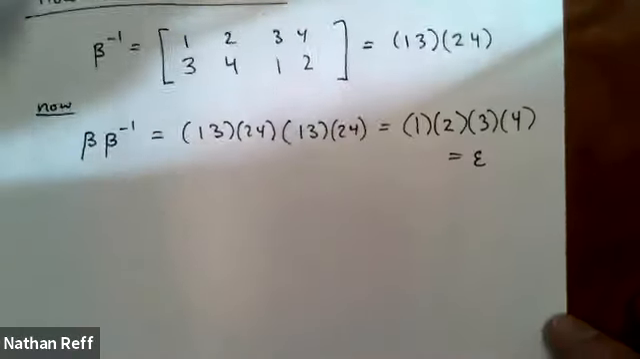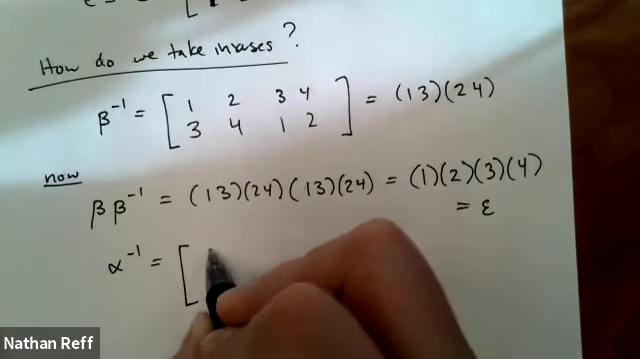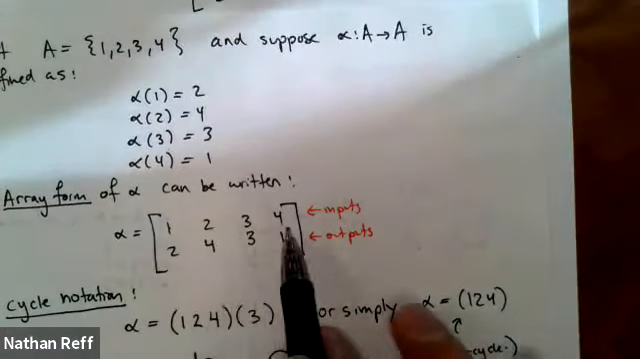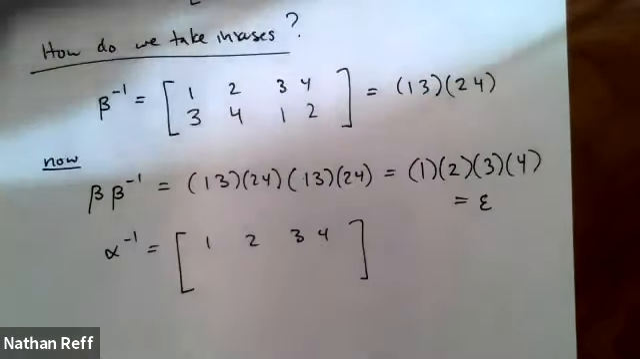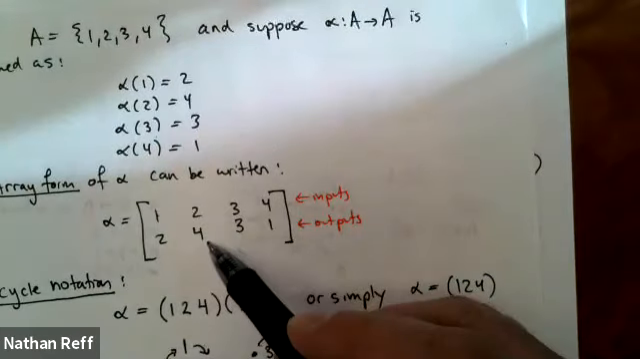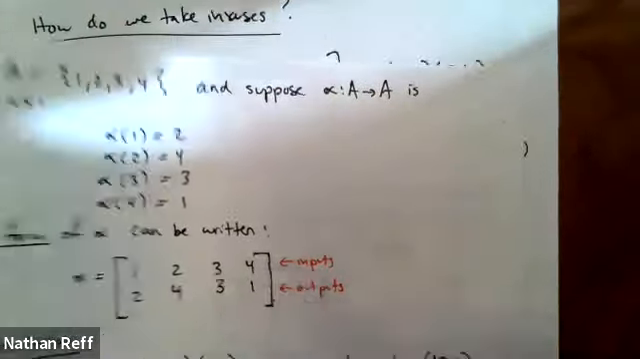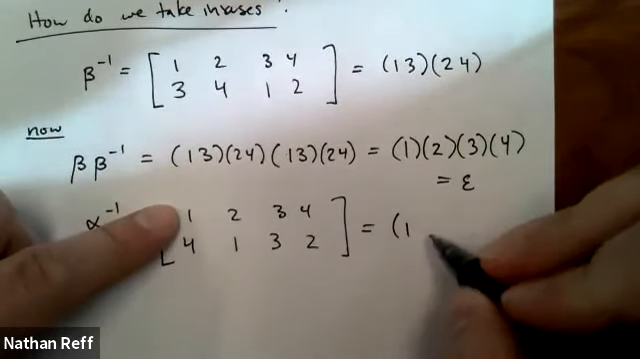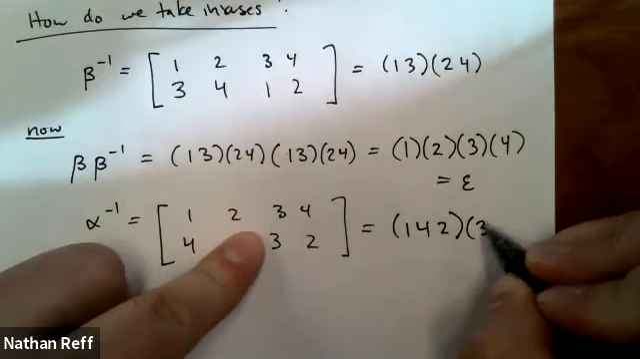Okay. And similarly, alpha inverse, you could look at alpha, 1, 2, 3, 4. 1 went to 2, so for the inverse, 2 should get sent to 1. 2 goes to 4, so 4 goes to 2. 3 goes to 3, so 3 should go to 3. So that one doesn't change. 4 goes to 1, so 1 should go to 4. And in cycle notation, this would be 1 gets mapped to 4, 4 gets mapped to 2, 2 gets mapped to 1, so we close that off, and 3 goes to 3.